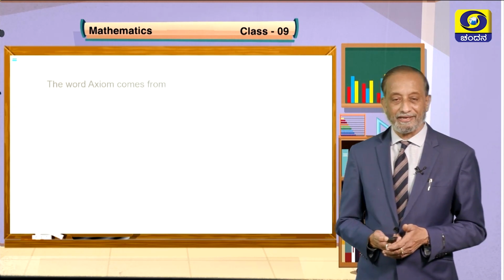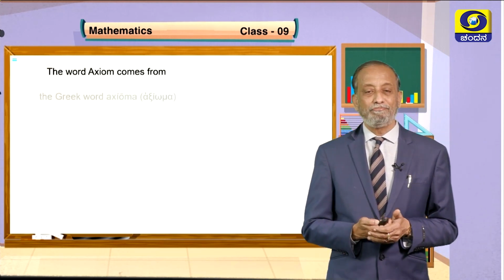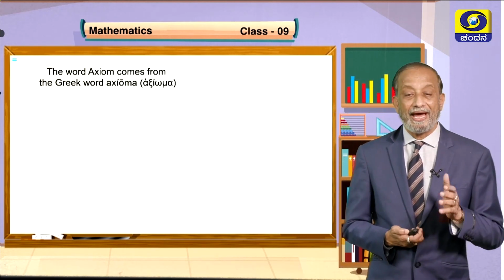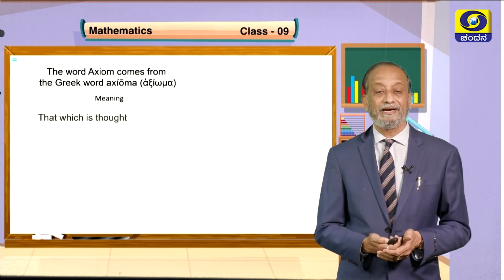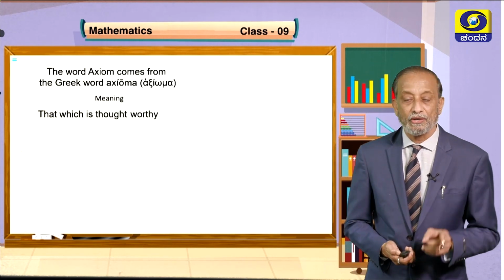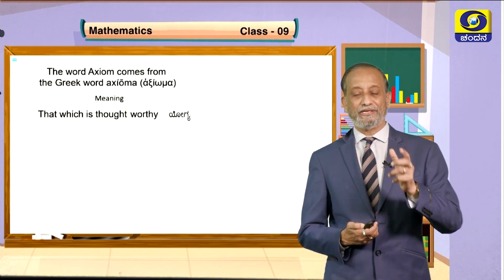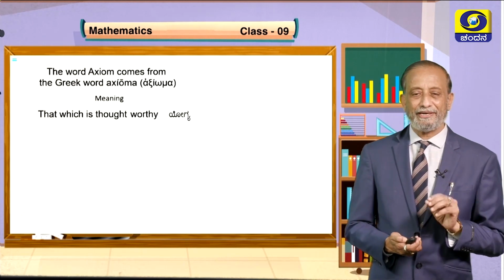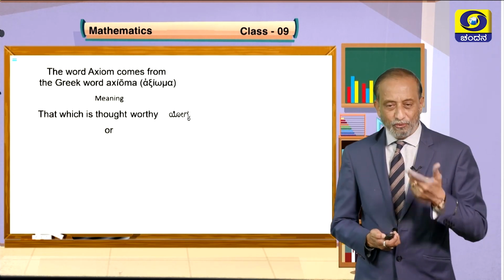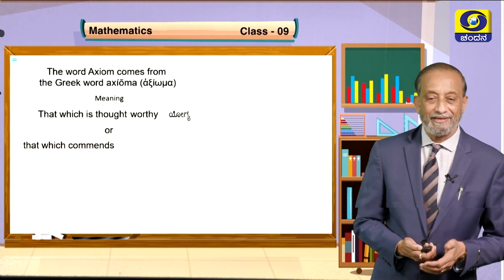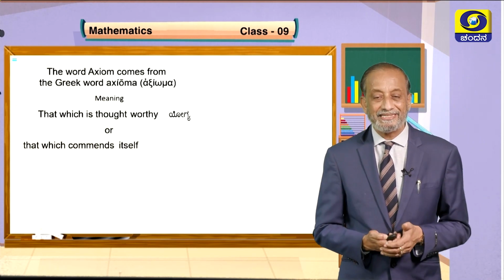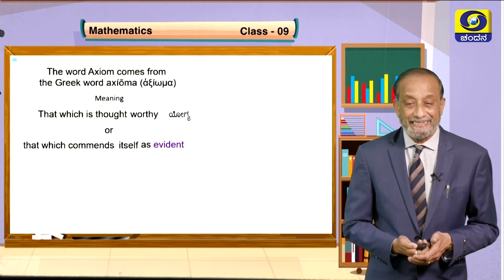Swayam means thanagi. The word axiom comes from the Greek word axima, which means that which is thought worthy. Worthy means ಯೋಗ್ಯವಾಗಿರ್ತಕ್ಕಂಥದ್ದು, very very important. ಇದಕ್ಕಿಂತ ಇನ್ನೊಂದು ಉತ್ತಮವಾದ ಅರ್ಥವನ್ನು ಹೇಳೋದಾದರೆ ಮಕ್ಕಳೇ, that which commends itself as evident.